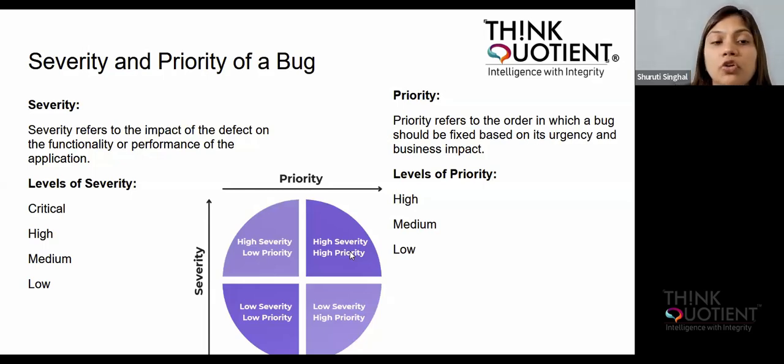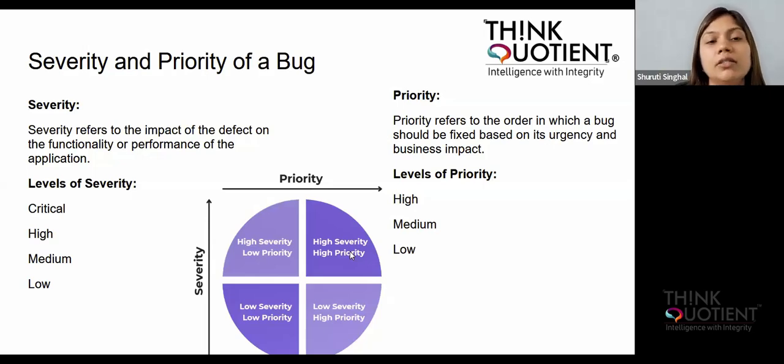And then let us talk about the combination of low severity and low priority. For example, there is some misalignment. The page is shifted a little towards the right side. So that is not going to create a lot of issue, right? Or it is not going to impact my system. So that is all about low severity and low priority. Okay, so let us talk about a real life example of severity and priority. You will understand it more.